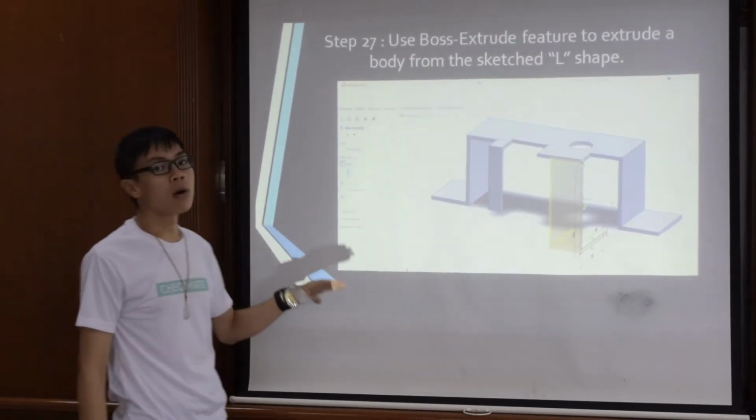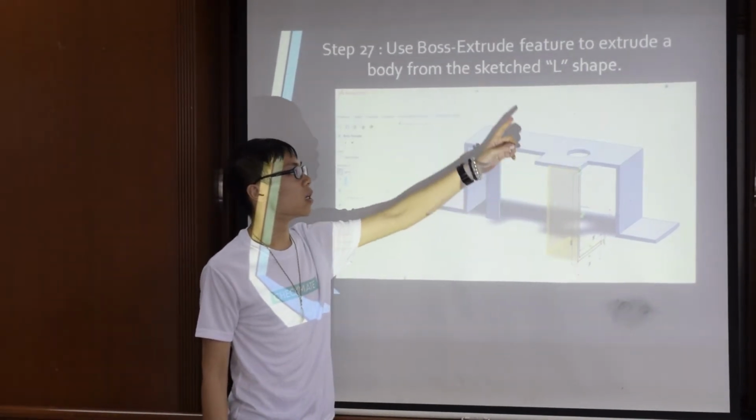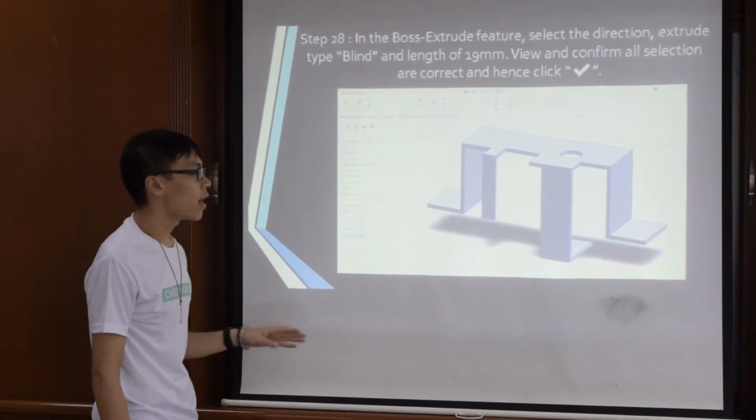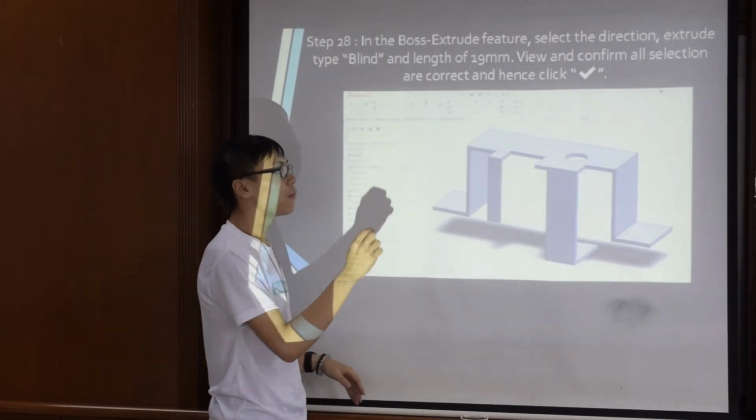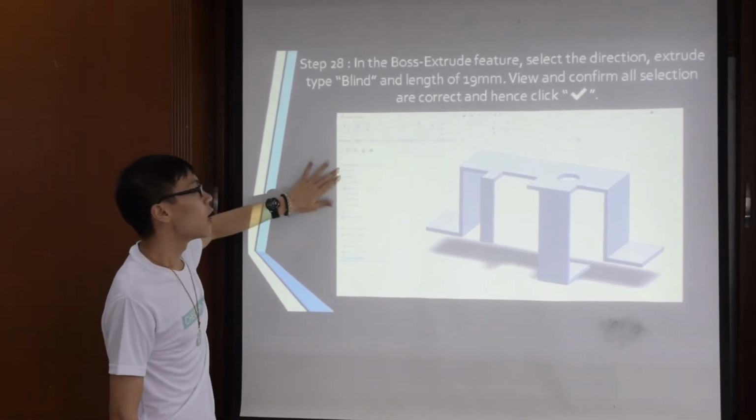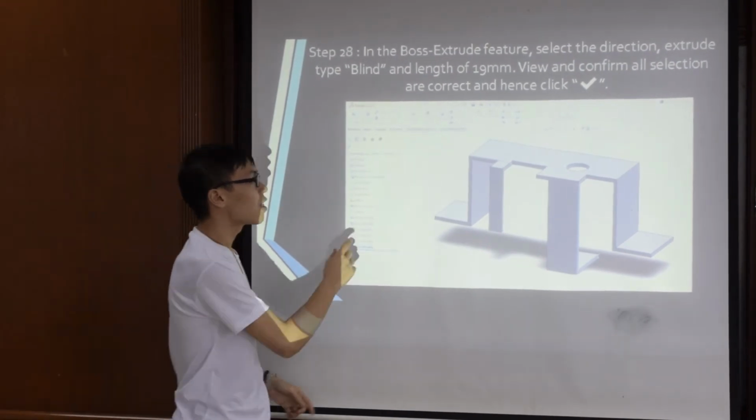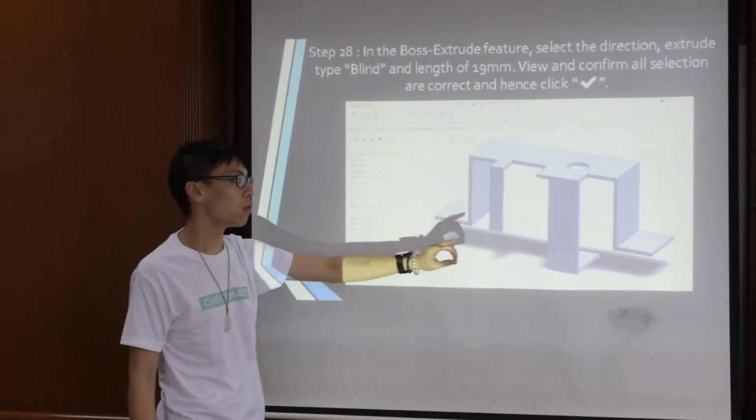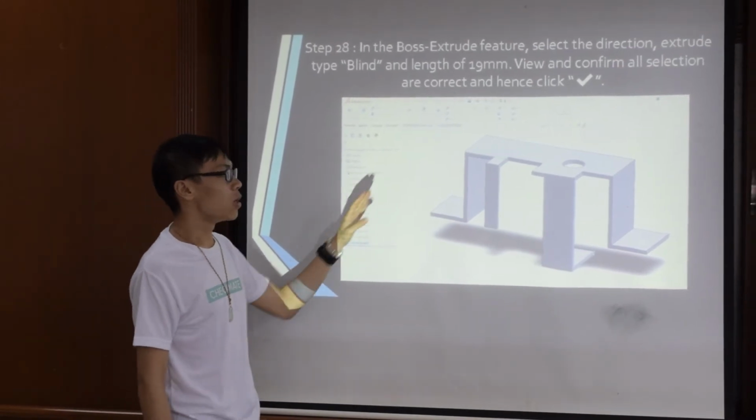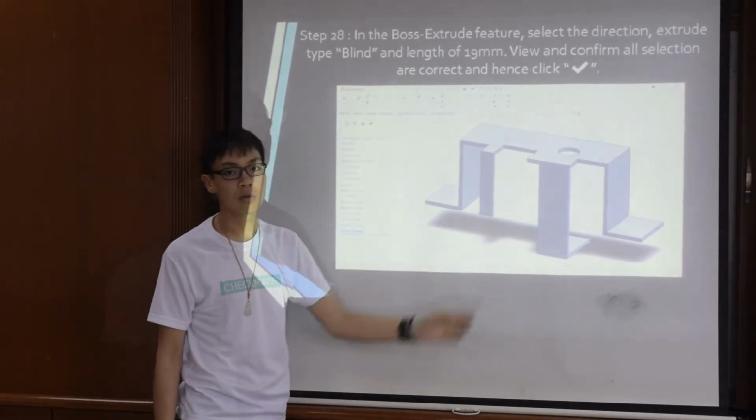After that, we use the boss extrude feature to extrude the body from the sketch L shape here. Next, before we create the body, we must double check the direction, and then the extrude type is blind, and also the length is 19 mm as what we are given in the task. After all confirmation, we can click a tick which represents OK, and then the body is created.